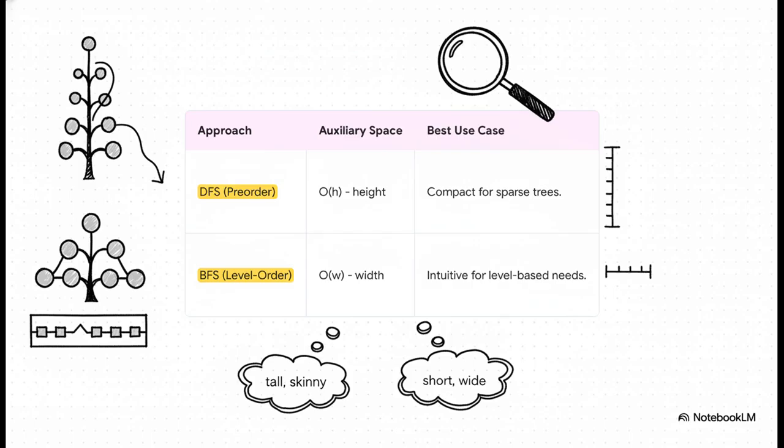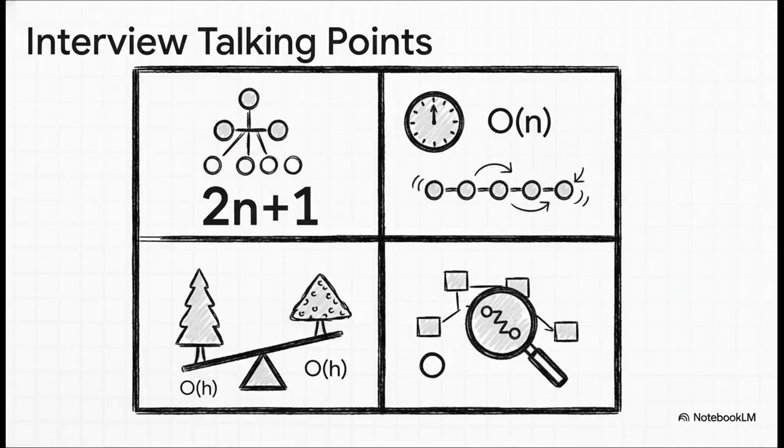So here's your cheat sheet. These are your talking points. Start strong by stating your invariants, like that 2n plus 1 token count. Justify your O(n) time complexity cleanly. Dive right into the space trade-offs we just talked about. And finally, show you've thought about the weird stuff by mentioning edge cases, like what happens with an empty tree or a completely lopsided one.